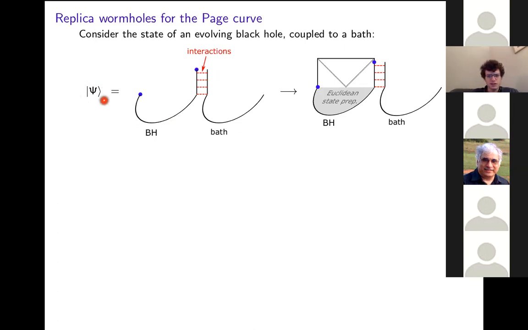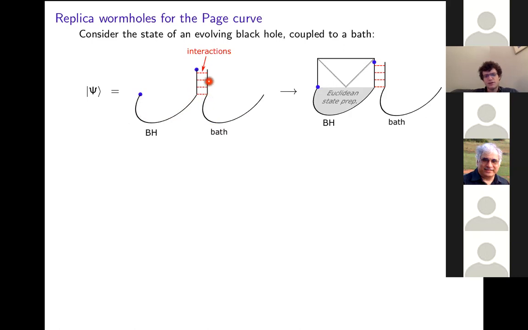So let's take a state psi. It's a combined state of a black hole system and a bath. So the black hole system is interacting with the bath. And the black hole actually has two subsystems. It's like a two-sided black hole. It starts out in a thermofield double state. That's what this semicircular arc represents. It represents the Euclidean evolution that prepares the thermofield double state. And the bath starts out the same way.